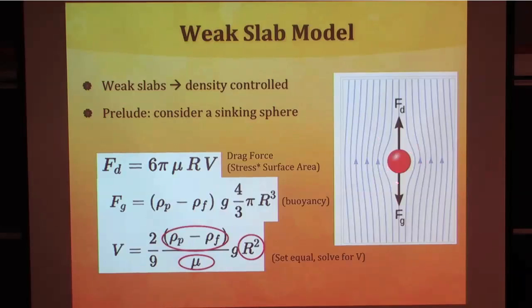Okay. So here's a sinking sphere in a viscous material. The flow is going up around it relative to the location of the sphere. You have the gravitational force from the density difference between the sphere and the surroundings, and then you have the drag force from the viscous flow around that sphere. And that's the same thing we have in a subduction zone, right? You have the density of the slab, and the slab is having to resist the viscous flow around it, okay?